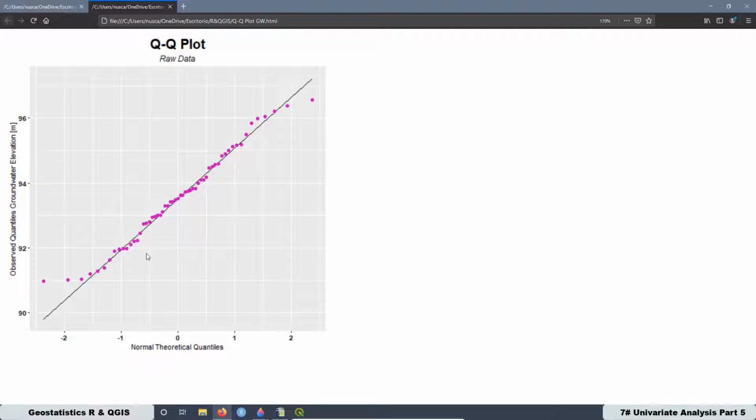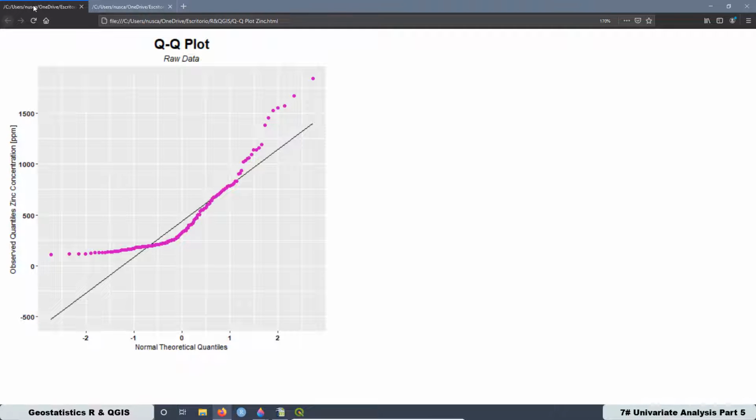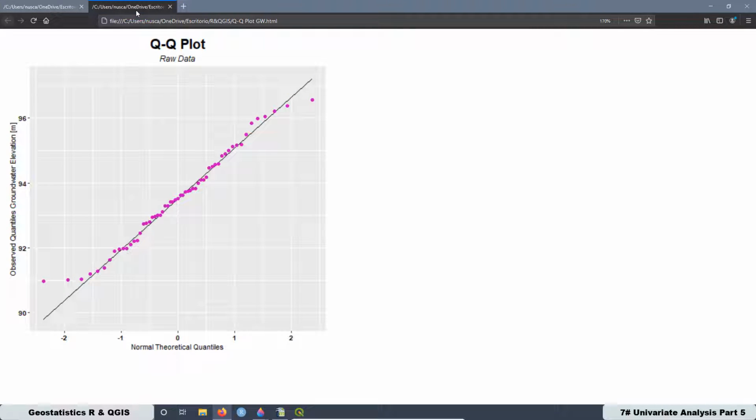In this case, we have 57 samples for the groundwater elevation, and as you can see, most of the points are very close to the line or on the line, and that is indicative of a normal distribution. Also for the tails, as you can see over here and over here, it is not really bad. As you can see, there is a big difference between this graph and this one.